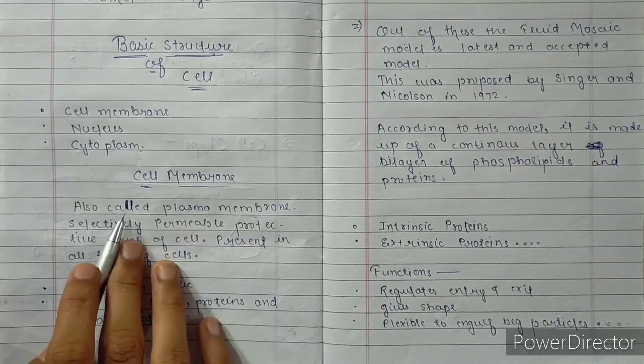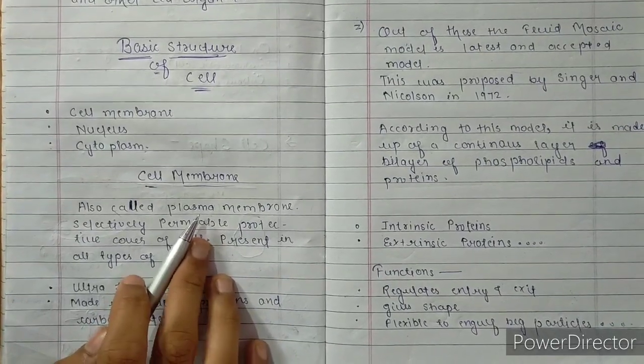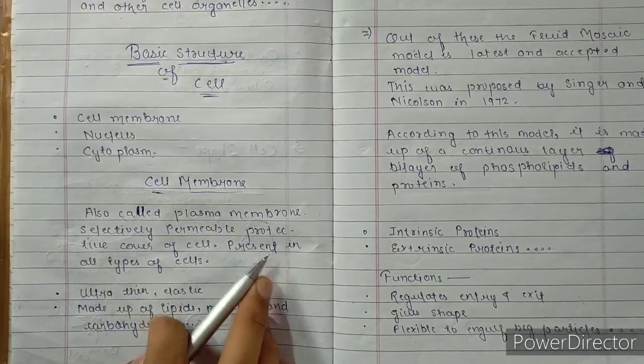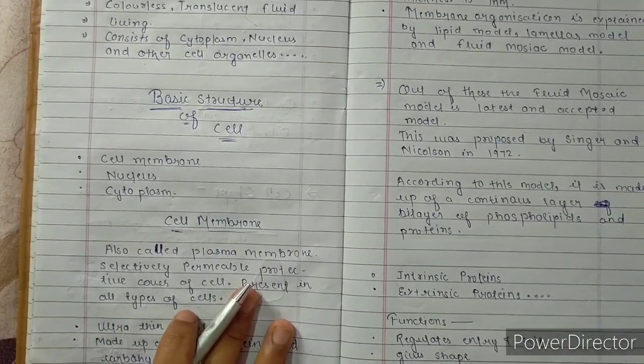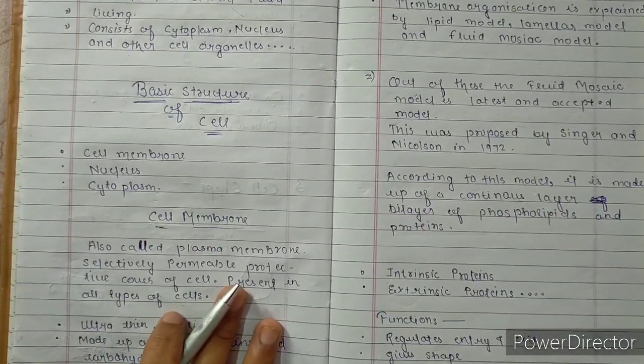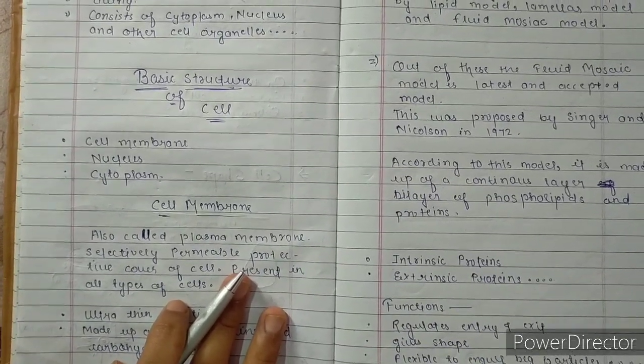Cell membrane is also called the plasma membrane. It is the selectively permeable protective cover of the cell. It is a living part of the cell. It is present in all types of cells. Before telling about the structure of the cell membrane, I would like to tell that the cell membrane was coined by Carnegie and C. Kramer in 1855.